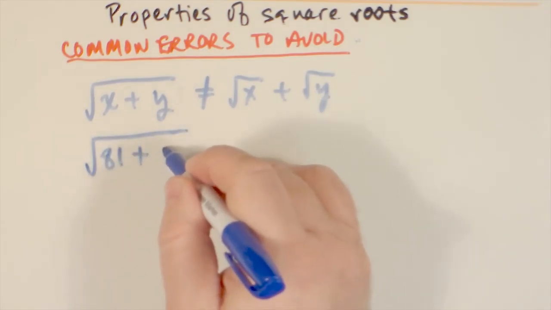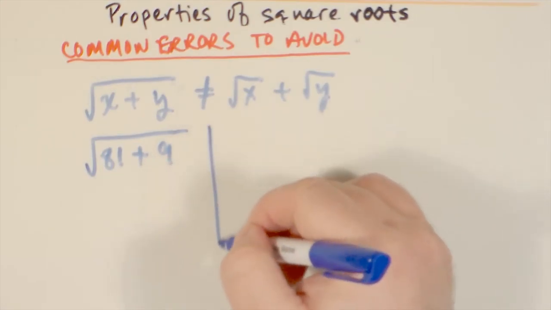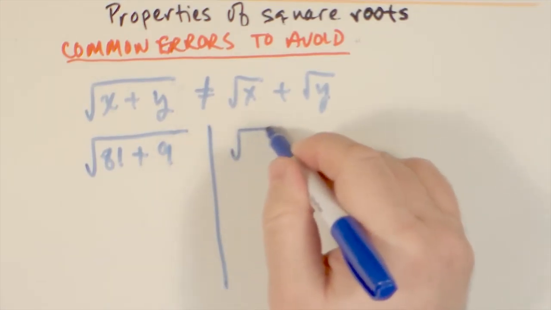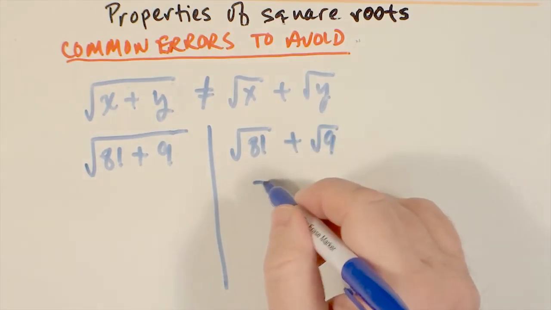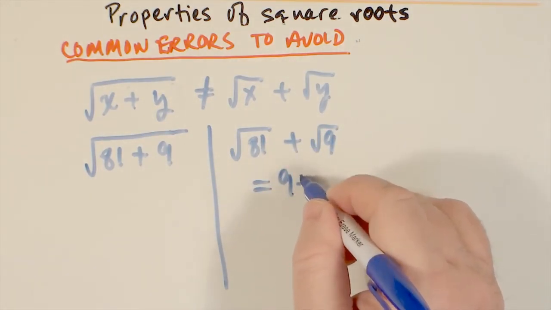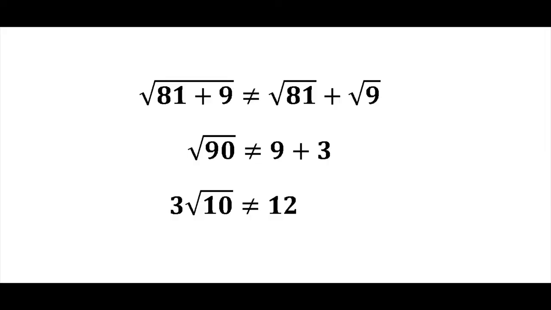How about if I take the square root of 81 plus 9, which adds to 90, but I'll pretend that it's equal to root 81 plus root 9. Well, root 81 is 9, and root 9 is 3. 9 and 3 make 12. Now, if you work out the other side, it works out to 3 root 10. Well, 3 root 10 is not 12 by any stretch of the imagination. We can see that it is not equal.